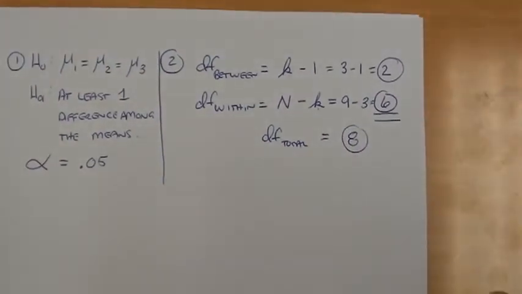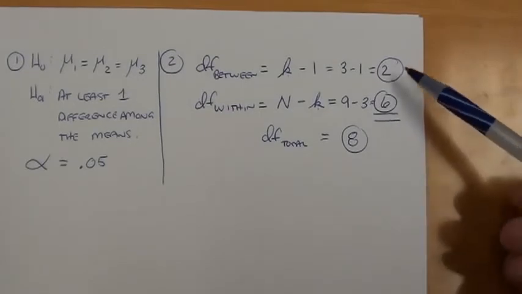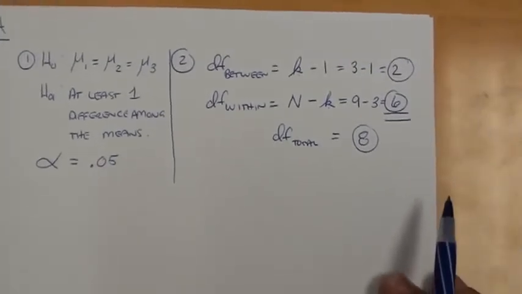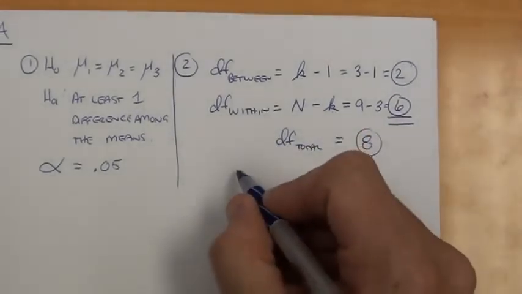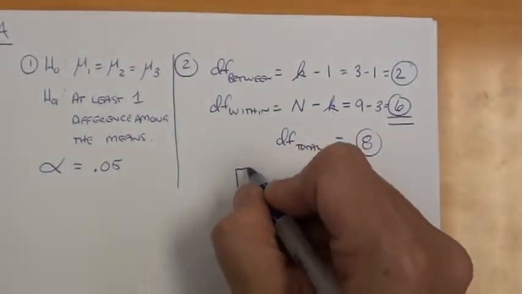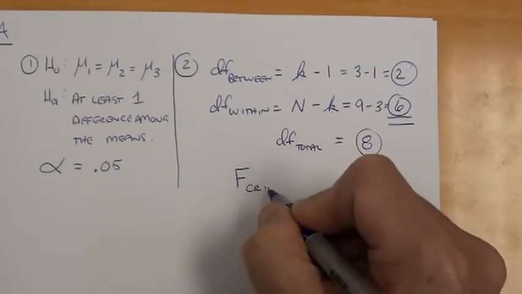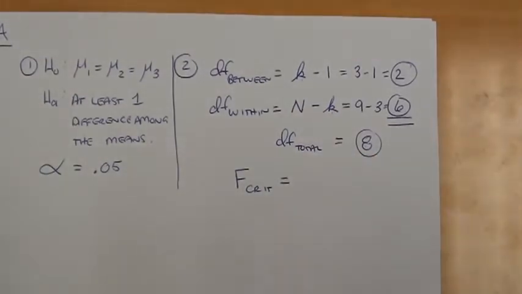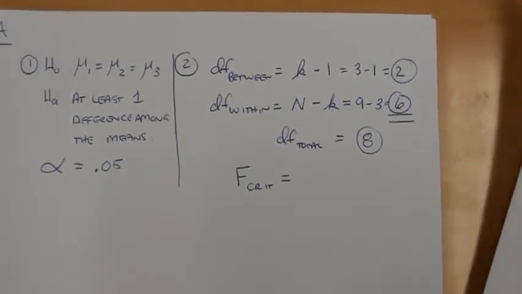So after those calculations, we have the 2 key values that we need in order to find our F critical value. So if we write this out, F critical is equal to, and the way that we find this is to use the F distribution, and I'm going to put the table up here.